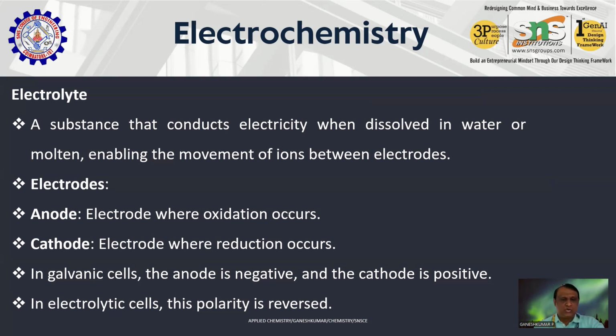So then what is an electrode? Electrodes can be classified into two: one is the anode, another one is the cathode. The anode is the electrode where oxidation occurs. Then what is the cathode? The cathode is where reduction occurs. In a galvanic cell, the anode is negative and the cathode is positive. And this is reversed in an electrolytic cell. That means in an electrolytic cell the anode is positive and the cathode is negative.